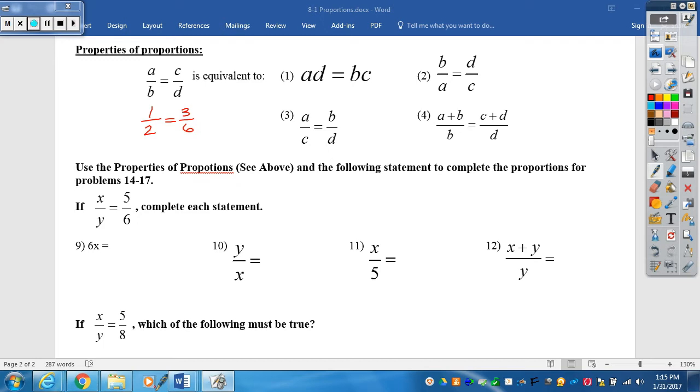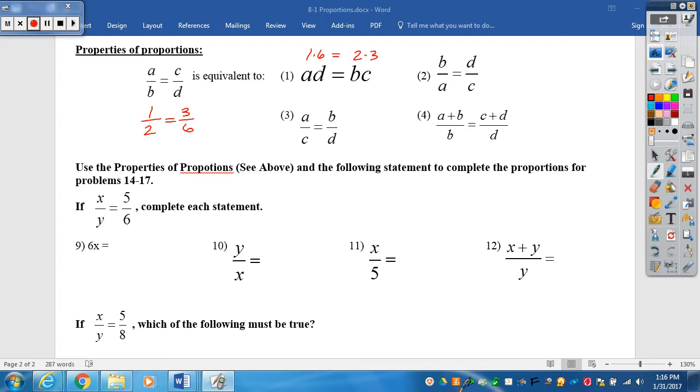So what do we have here in number 1? Number 1 is just the cross product of what we have here, A times D and B times C. Again, why is it still equal? If I do A times D, that would be 1 times 6, if I use this proportion here, and that's equal to B times C, which would be 2 times 3. 6 equals 6. Nothing's changed there. Okay, it's still the same way to write that.